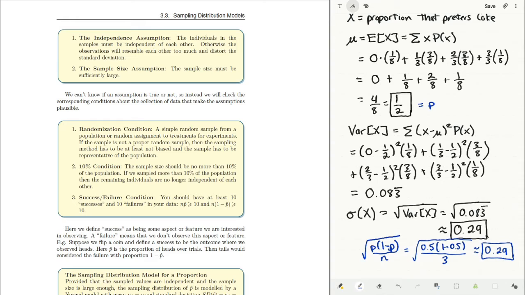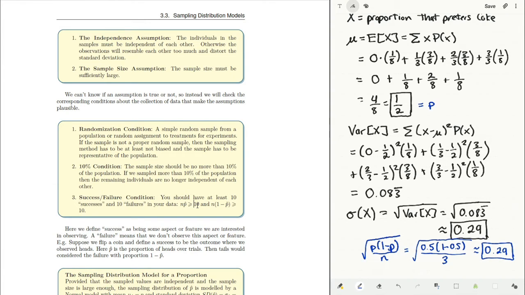And now the condition that corresponds to the sample size assumption is the success and failure condition. This condition says that we should have at least 10 successes and 10 failures in the data. And so mathematically, we can write this as n times p hat and n times 1 minus p hat as the number of successes and failures respectively. And these both have to be greater than or equal to 10.